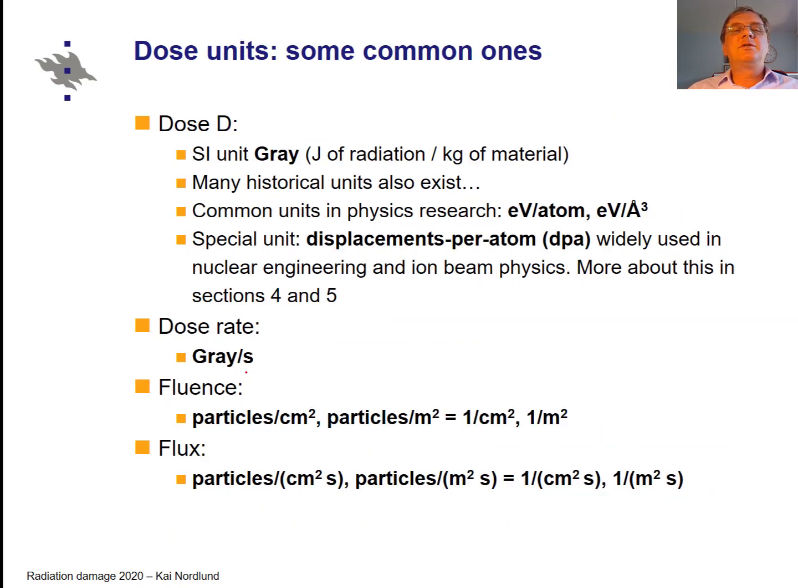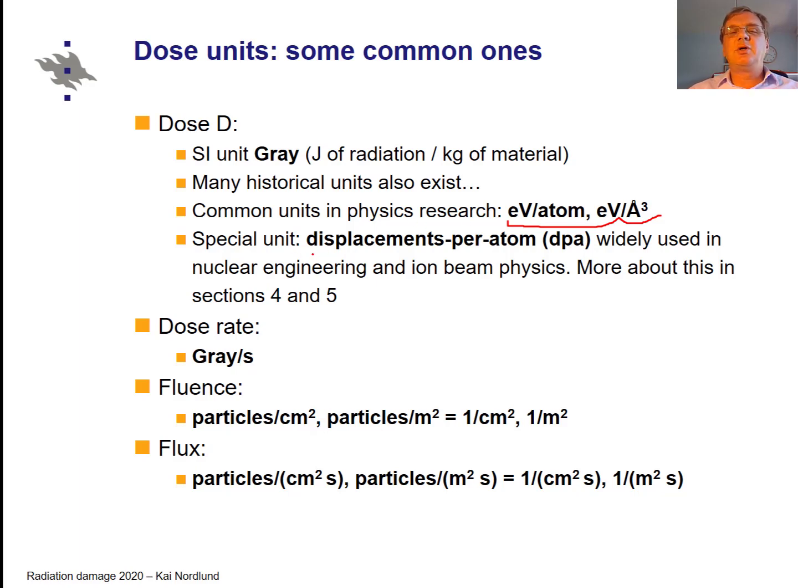And here are some units for these. So dose, as I said, is important to remember. It's in units of energy. And it has an SI unit of Gray, which is joules of radiation per kilogram of material. It also has many historical units, which are still used to a fairly large extent. In physics research and in this course, we use a lot the unit electronvolts per atom or electronvolts per cubic angstrom or maybe cubic nanometer, which is dealing on the atomic level. Of course, we like to use electronvolt units.